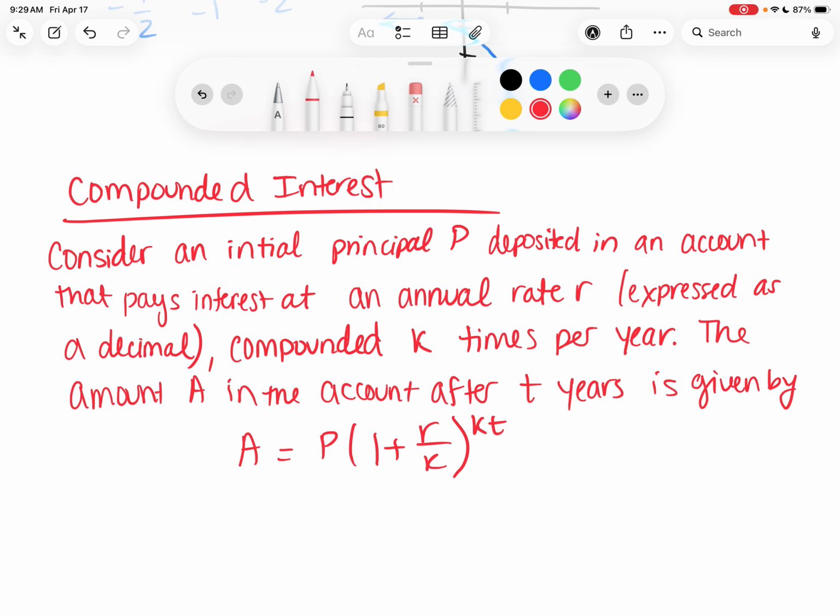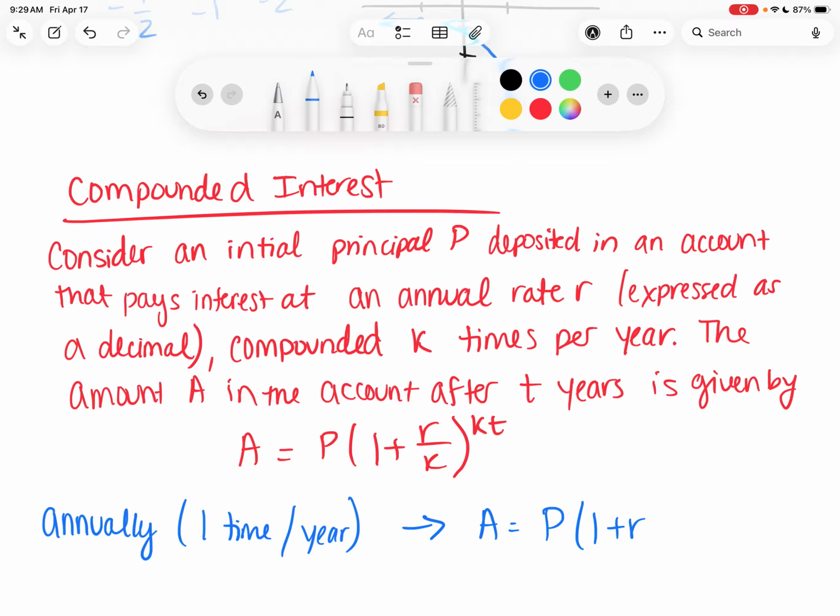Now, if it's just compounded annually instead, which means one time per year, we would modify the equation to be A is equal to P times 1 plus R to the T. But this just means that K is equal to 1 in this situation if it's annually. So that's why we can use the same formula. If you just want to memorize one formula and not two, memorize this one and then just know that K would be equal to 1.